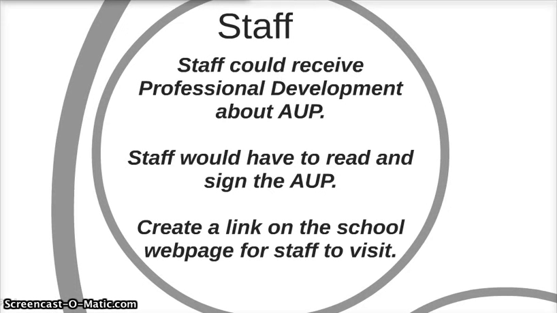In order for the staff to understand the acceptable use policy, staff could receive professional development about the AUP. This professional development could take place during staff meetings or PLC meetings. Staff would have to read and sign the AUP to ensure they fully understand all of the different components. The district could also create a link on the school webpage for the staff to visit frequently when they have questions.